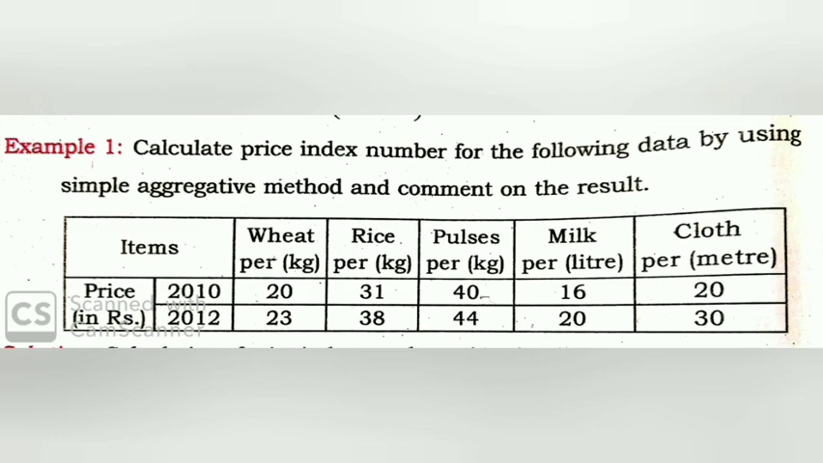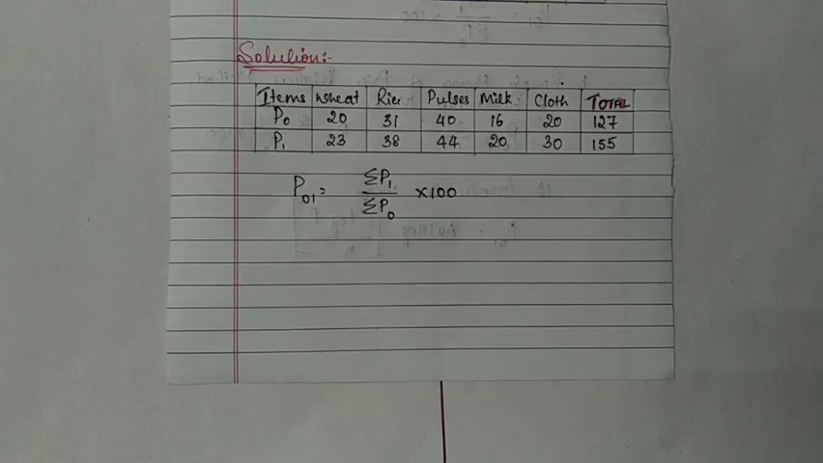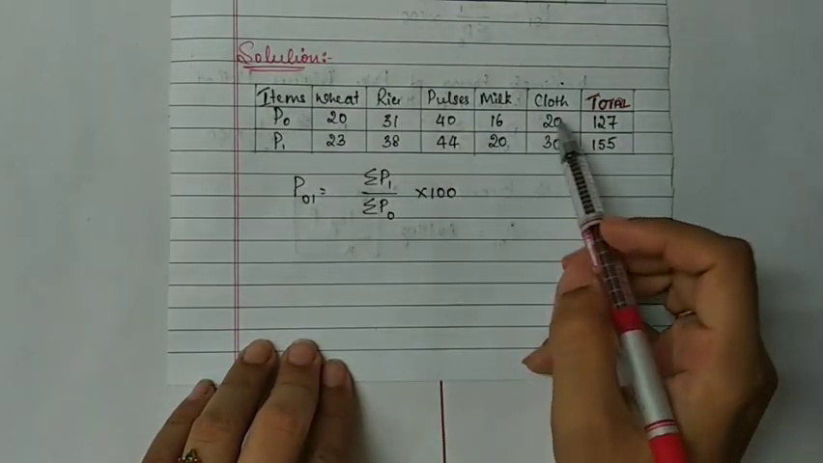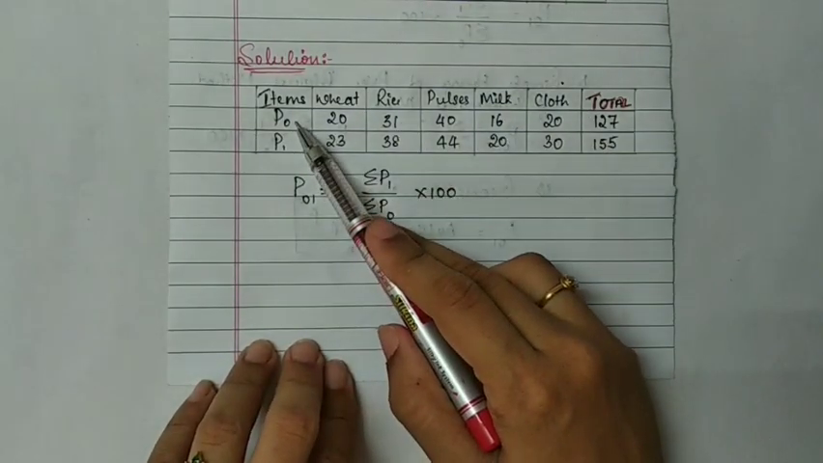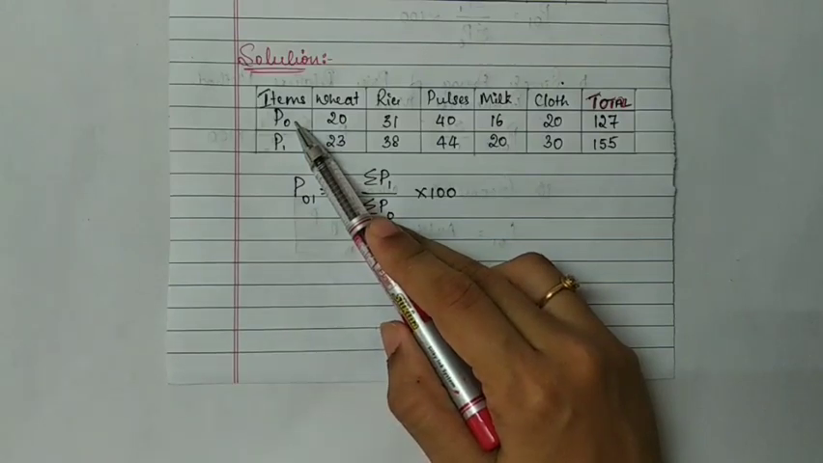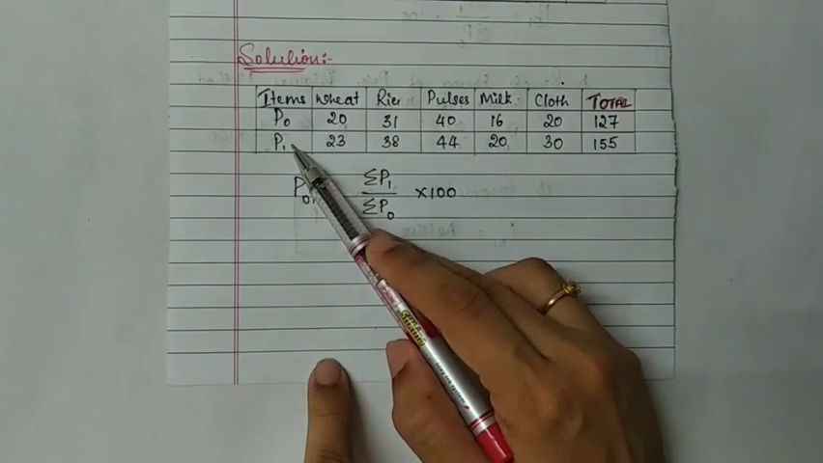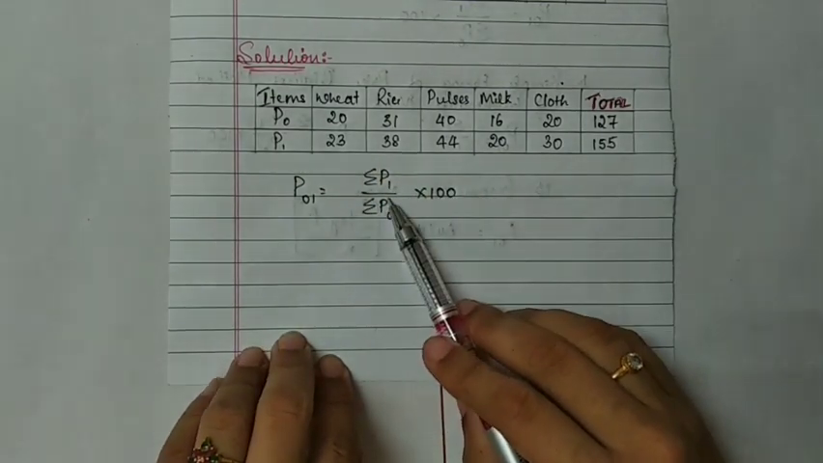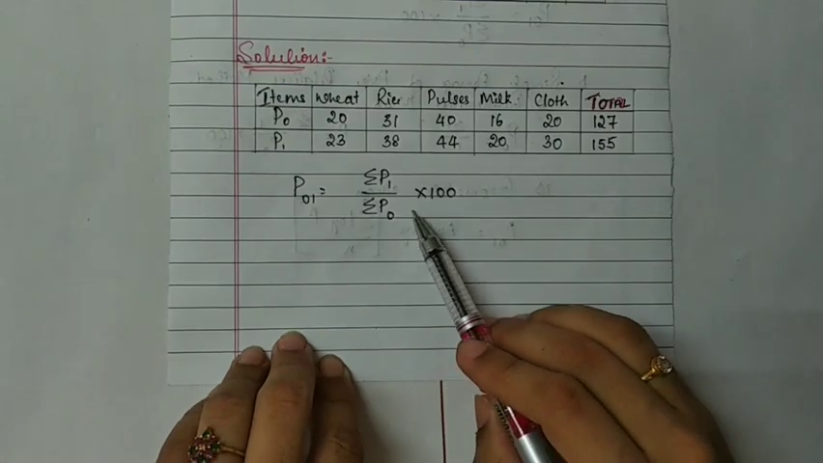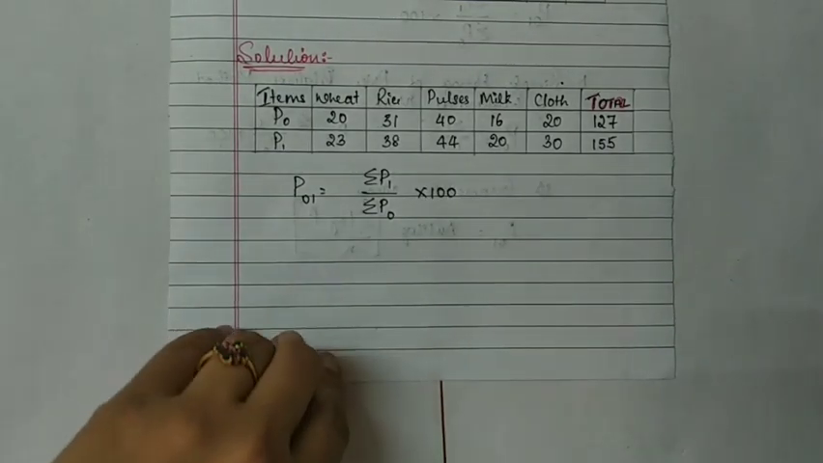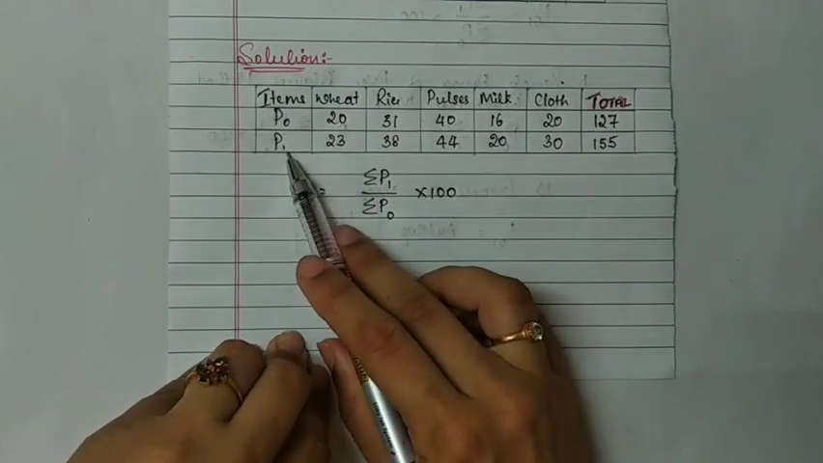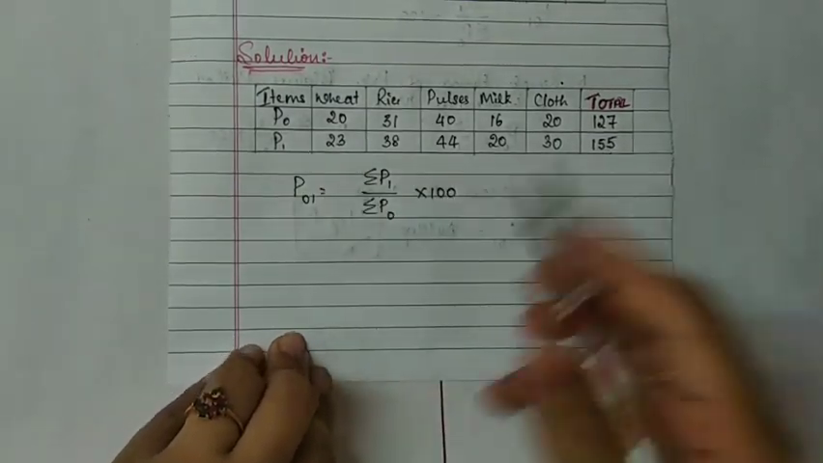Let us see now how to solve this problem. First, items as they are: weight, rice, pulses, milk and cloth. P0 is the price of 2010 and P1 is the price of 2012. And our formula is summation P1 divided by summation P0 multiplied by 100. Summation P1, that is total of P1, is 155.